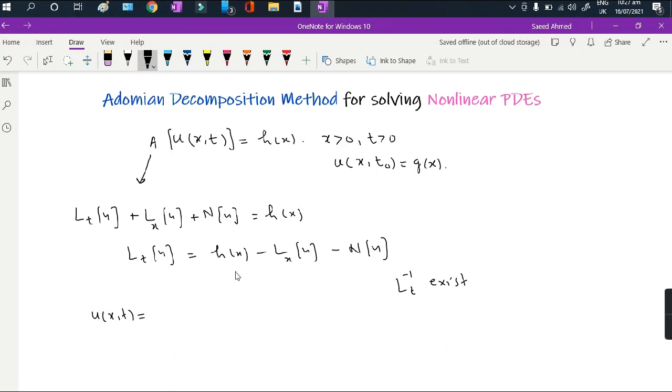And when it is applied on the right hand side, it will be in the form of a definite integral, because L_t is a differential operator, so its inverse would definitely be an integral operator. So when we apply it on this function h of x, it will generate some constants. We also use the initial condition to get those constants. So it will have some different functions like h of x, g of x, and some other functions. We call everything f of x, and then it applies on the other terms, becoming L_t inverse of L_x of u, and then L_t inverse of N of u.